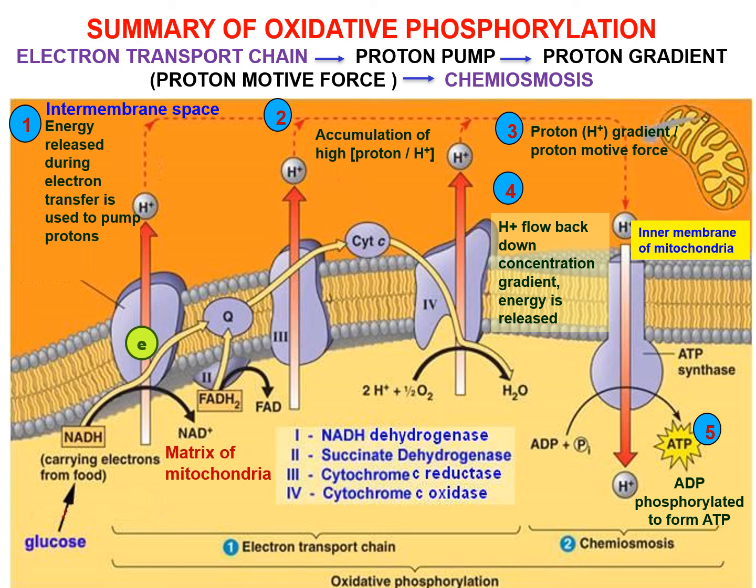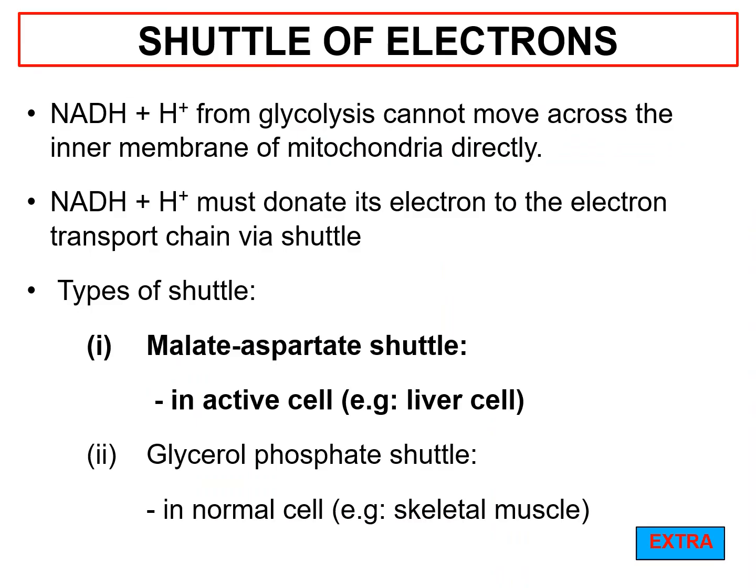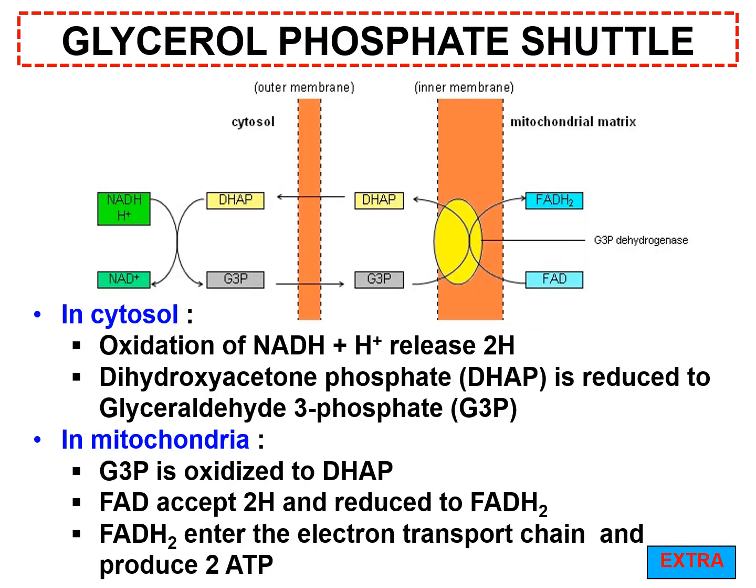Okay, that's all the explanation about oxidative phosphorylation, which involves electron transport chain and chemiosmosis. Okay, about the shuttle, this is an extra reading. You can read. Anything that you don't understand, you can ask. But it will not be explained in detail, because it is out of syllabus, but if you want to ask, you can ask. I will answer the question. Okay, so that's all. Thank you.